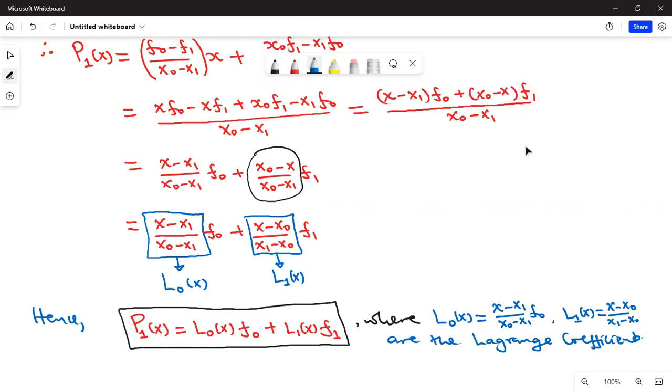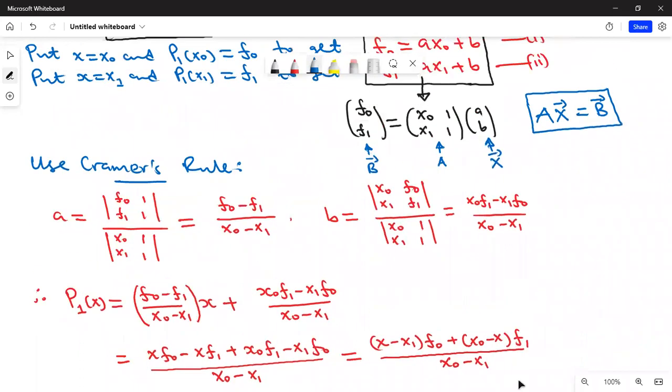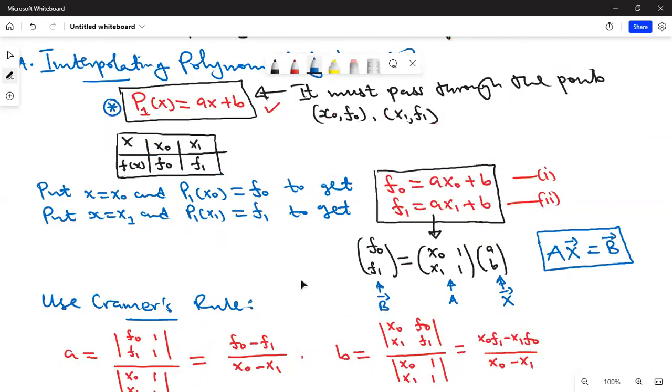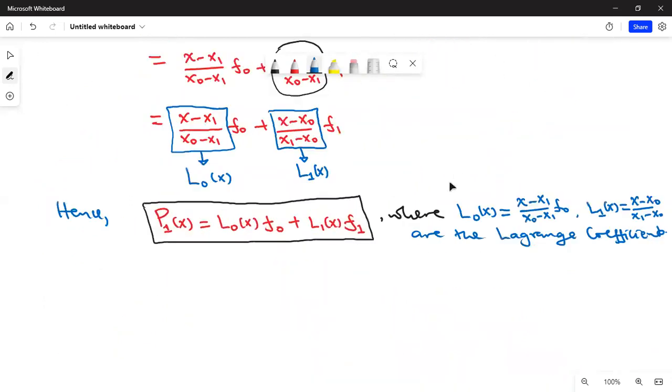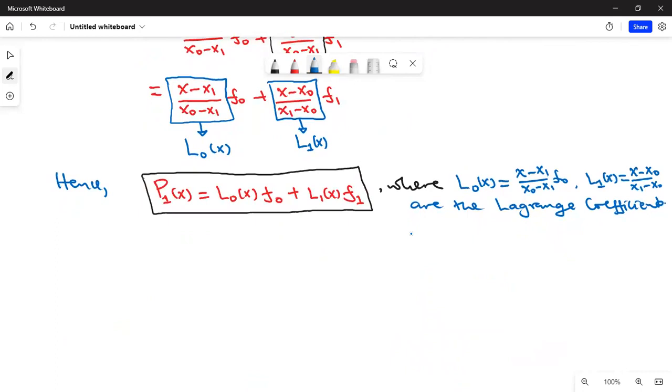So remember, for us to get that polynomial, in our table we had just 2 points. When you have 2 points, you get a polynomial of degree 1. So when you want a polynomial of degree n, you'll need to have n plus 1 points. So let me comment on this and say this is the Lagrange interpolating polynomial of degree 1. So now we want to generalize this concept to a polynomial of degree n.